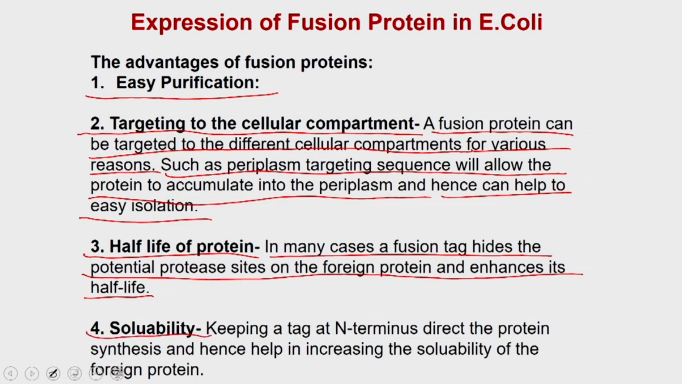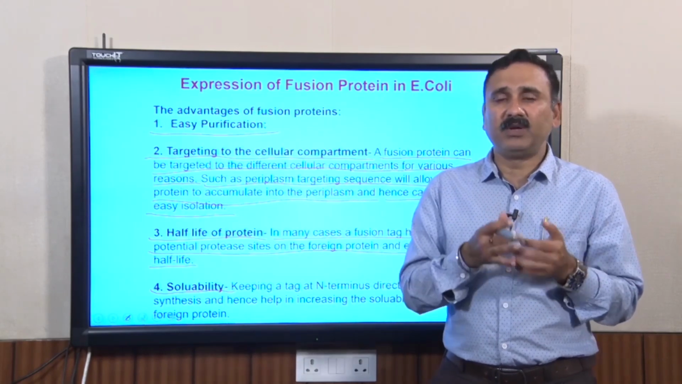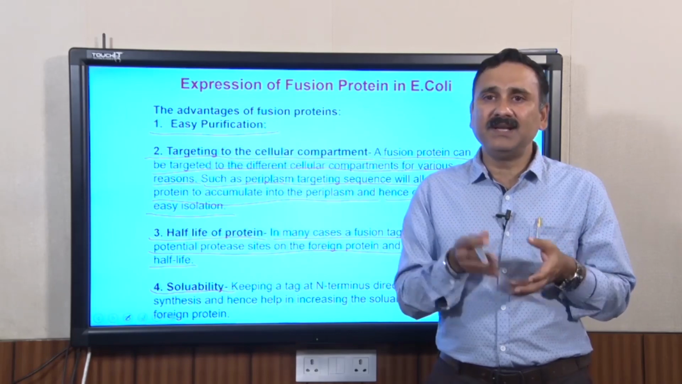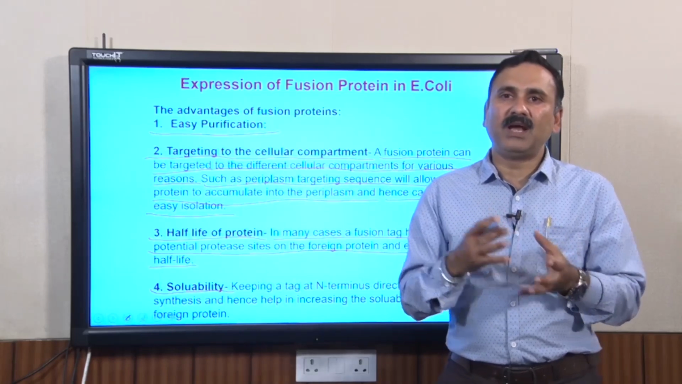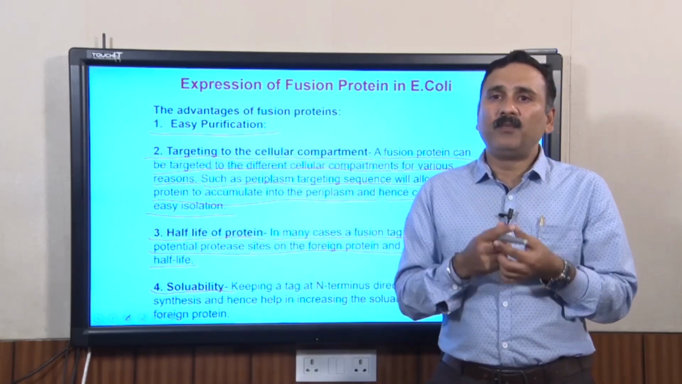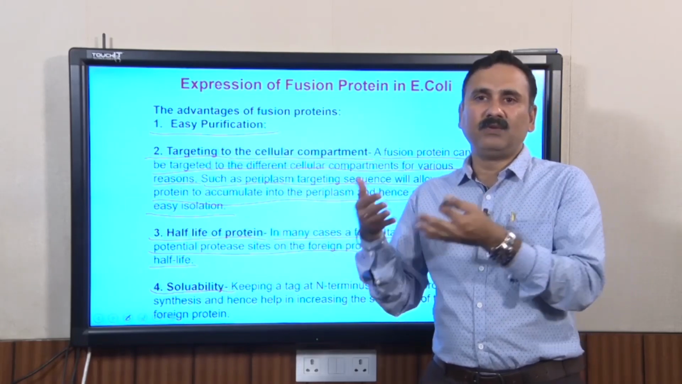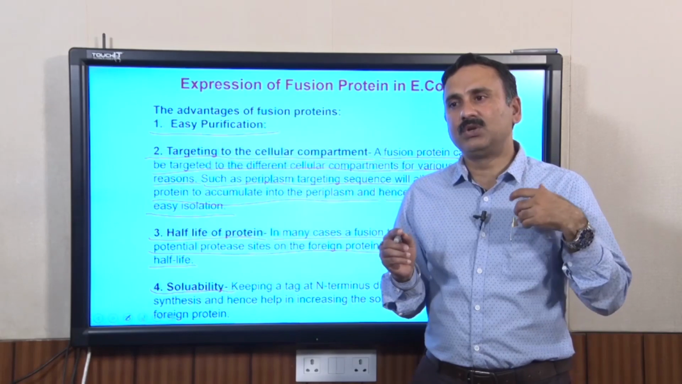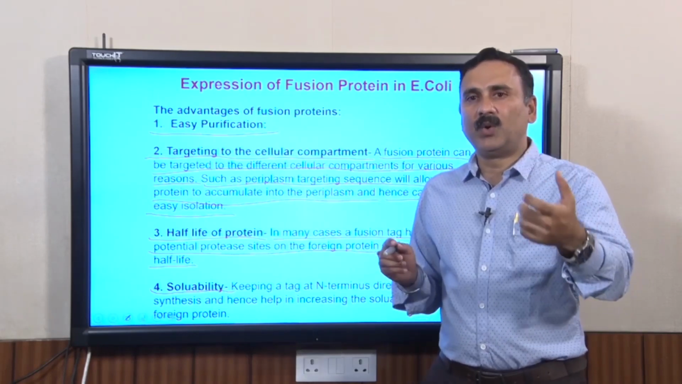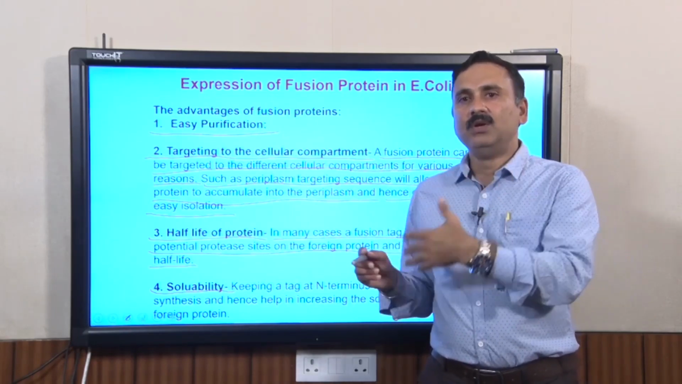Number 4, the fusion proteins are more soluble. The tag you are going to put is much more soluble compared to the protein you are going to overexpress, because most of these tags have already been optimized to be expressed in the E. coli system as soluble factors. So, once you put a fusion tag and generate a chimeric protein, the fusion tag counterpart brings solubility into the overall system, and as a result the chimeric protein is more soluble compared to your own protein.